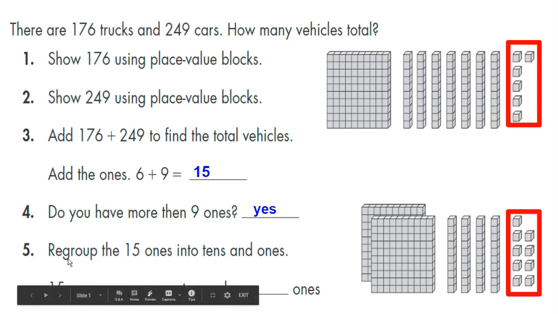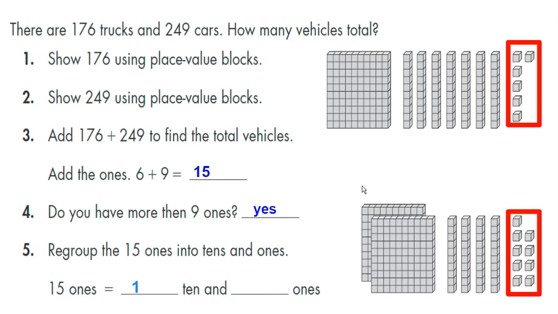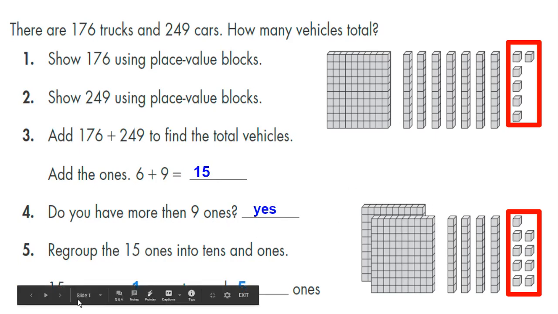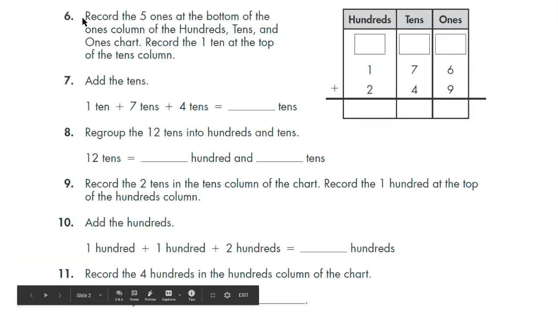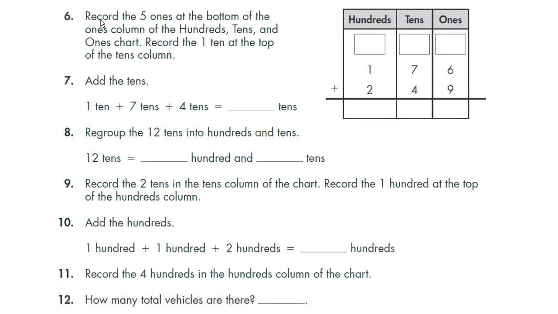So let's look at it. It says regroup the 15 ones into tens and ones. How many tens are in 15? There's 1. And how many ones? 5. Okay, so knowing that, it says record the 5 ones at the bottom of the ones column. So we put our 5 from 15, and then we're going to put our ten at the top of the tens column.